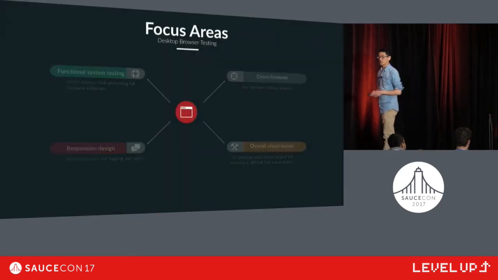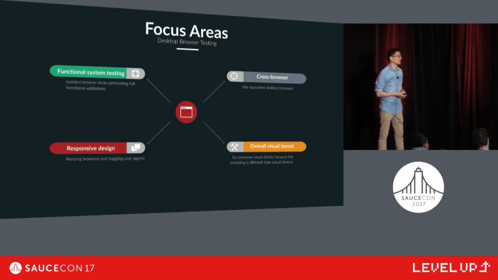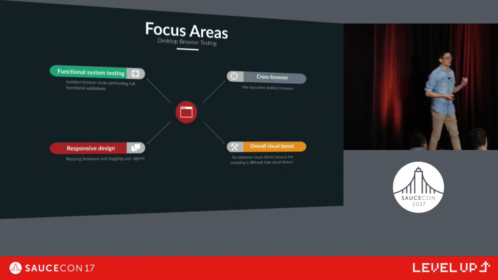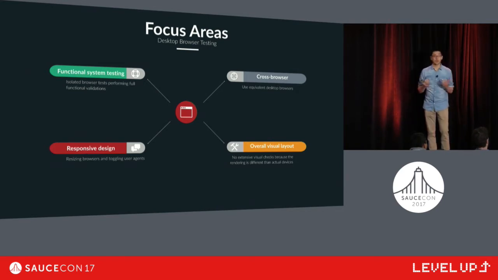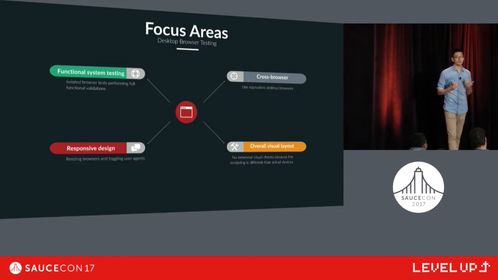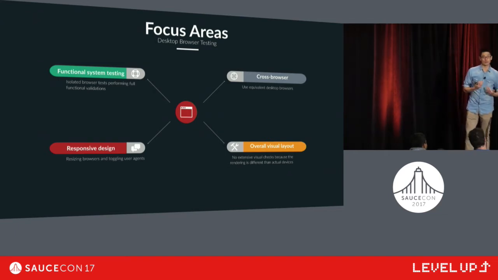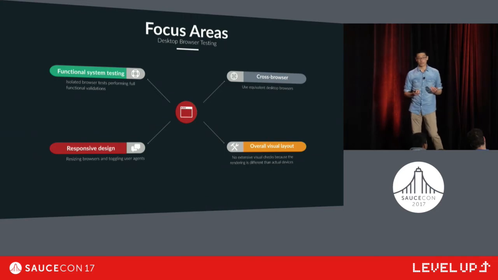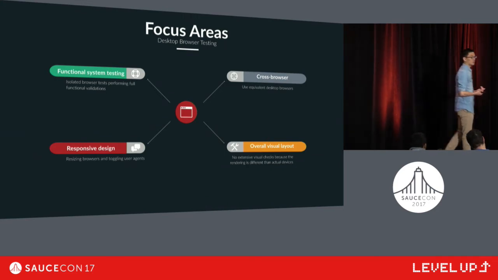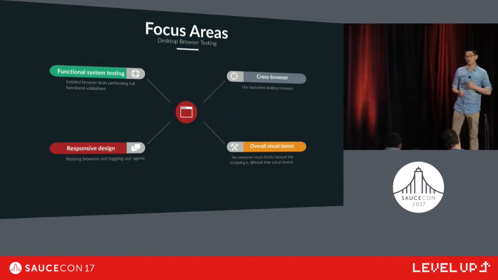So what should you focus on with the desktop browser testing? If you have the opportunity to test on this level in a pyramid, focus on the functional system testing, so your extensive functional testing, you can do it right there. Responsive design: you can resize the browser, play with the user agents, so simulate your mobile device. Cross-browser, so equivalent desktop browser. Let's say you want to test on a mobile Safari browser, use the desktop Safari, and for Chrome the same way.